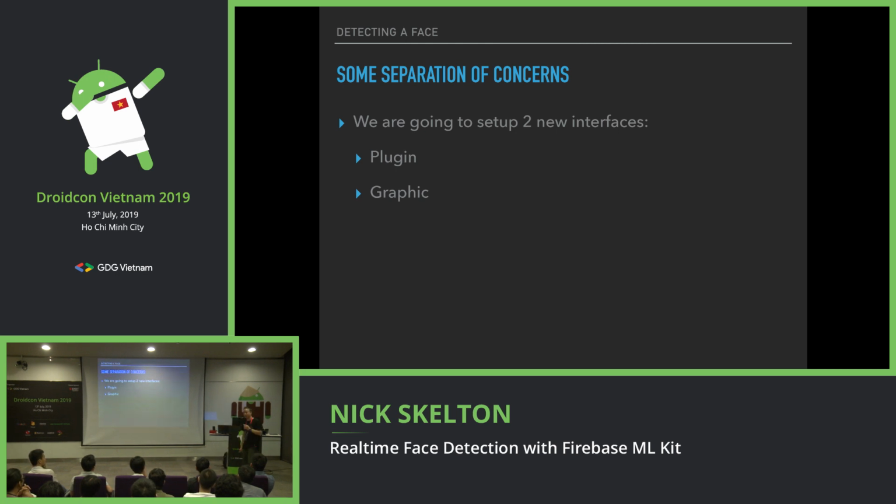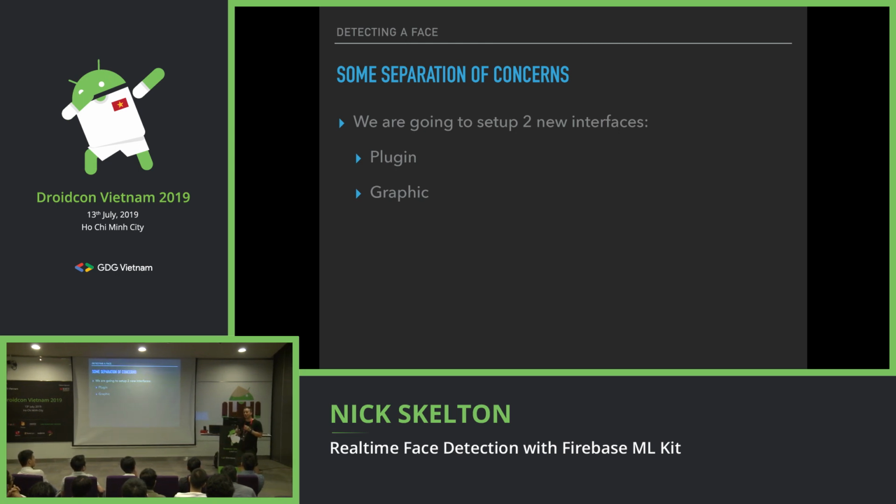Then I changed my mind. Actually, I stole this from the Firebase example kit. Once you start doing this in real time and you want to add hats and glasses and all different types of graphics, your activity starts to get crazy. So we start to separate our concerns, right? Try to be SOLID as possible. So I came up with these two ideas. I actually changed the names of them a little bit. I call it a plugin and a graphic.